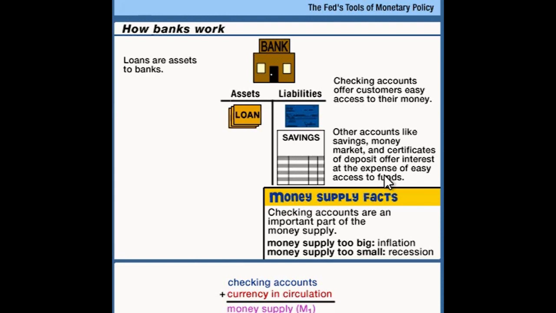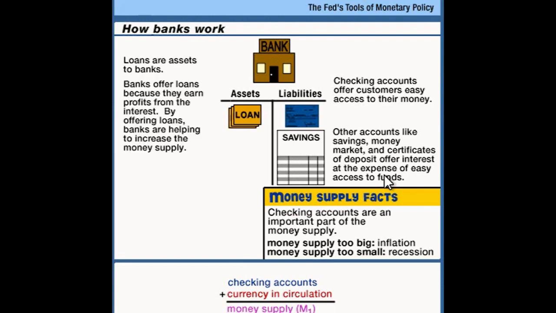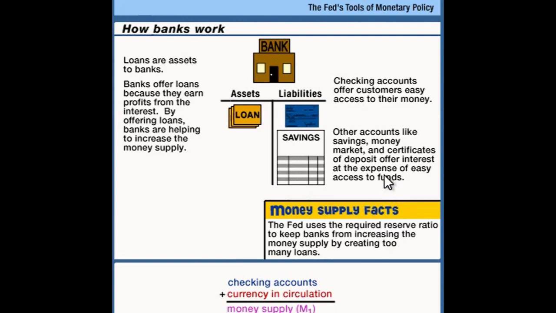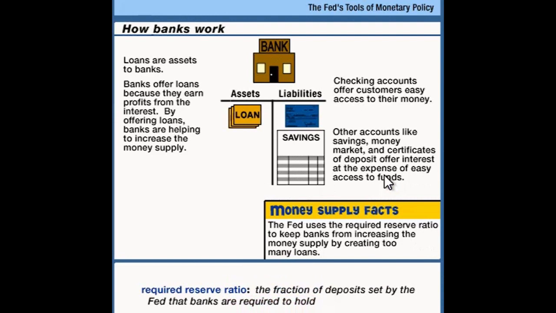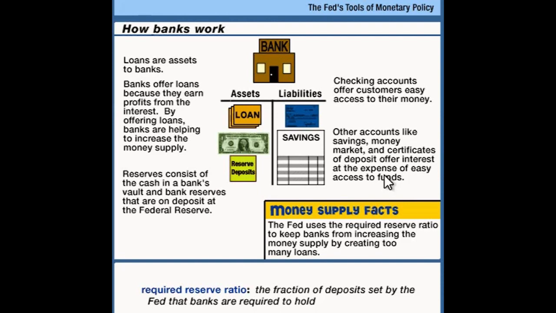Well, here's the way the Fed keeps this process under control. If you're a bank, you can only create a certain number of checking accounts. And this ratio of checking accounts to your reserves is called the reserve requirement ratio, or the required reserve ratio. Now, what's a reserve, you might ask? A reserve is either cash that a bank keeps in its vault, or bank reserves that are on deposit at the Federal Reserve. The Federal Reserve Bank is the banker's bank, and when a bank makes a deposit at the Fed, that's called a reserve deposit.